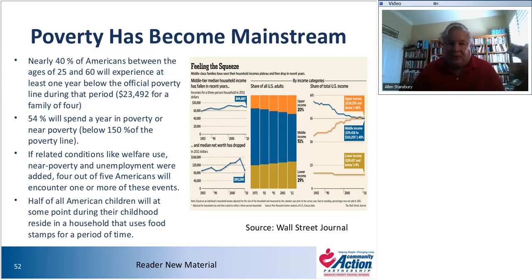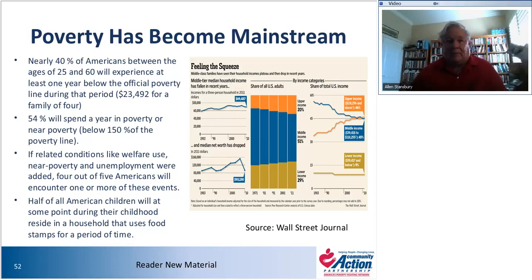Half of all American children will at some point during their childhood reside in a household that uses food stamps for a period of time. Now think about that. This has serious implications all the way around, where we thought that the middle class could be self-sustaining for a lifetime. No longer is that possible. And the graphic, which is from the Wall Street Journal, one of the most conservative publications in the United States, shows where the trends have been between 1983 and 2010.